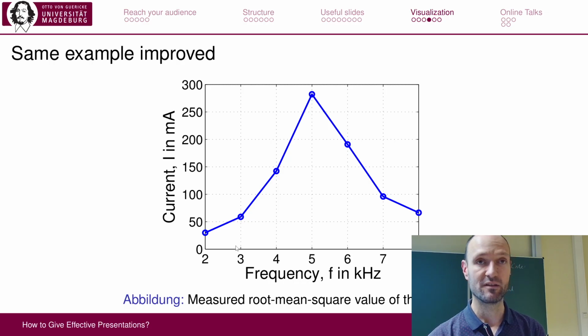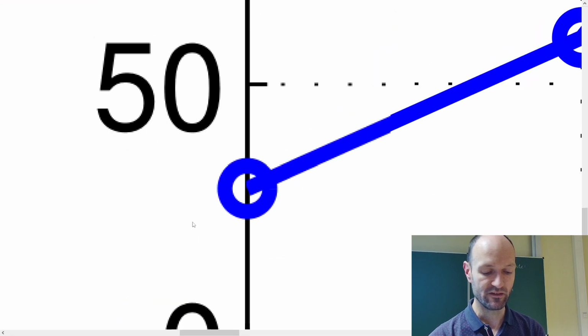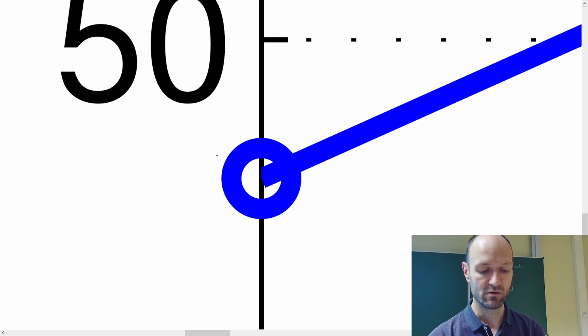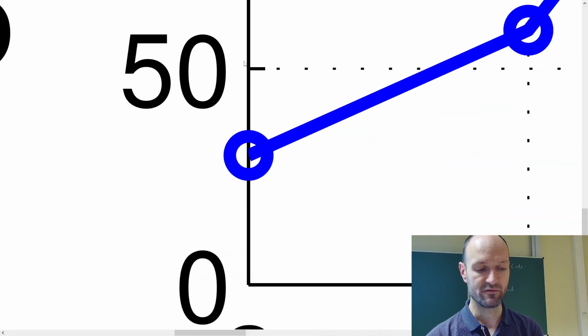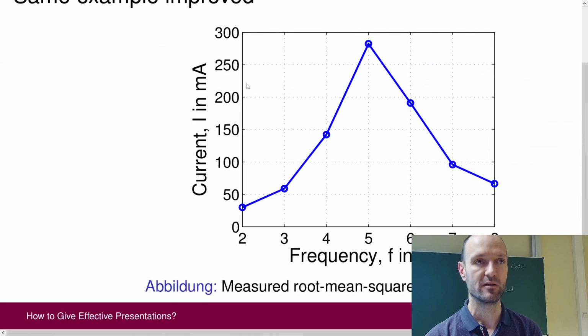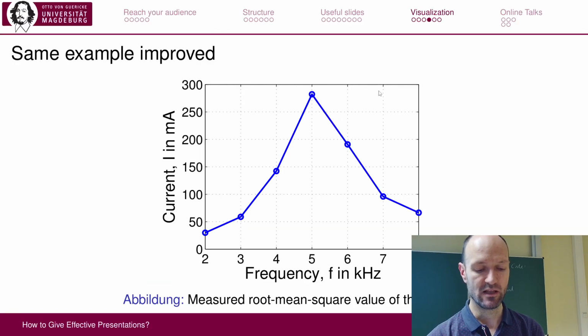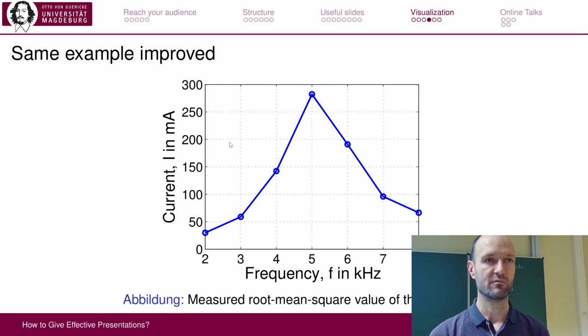This is the measured RMS value of the current, for example, maybe. And now this is a vector graphic. If I zoom in, you can see that the quality is always nice and good, because these vector graphics consist of basic geometrical elements like lines, circles, letters, and so on. So you can arbitrarily scale them, make them larger, make them smaller without loss of quality. This is the way you want to have it, also in your report, also in your thesis.